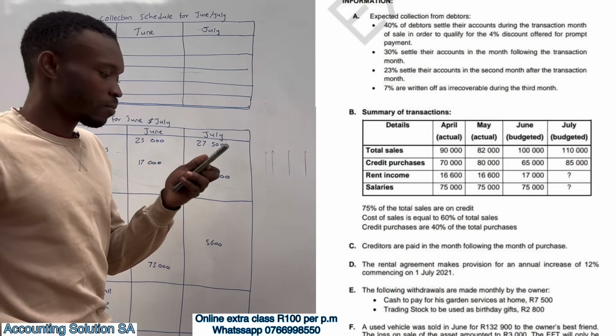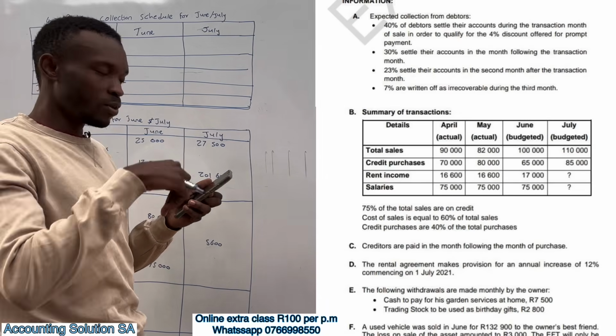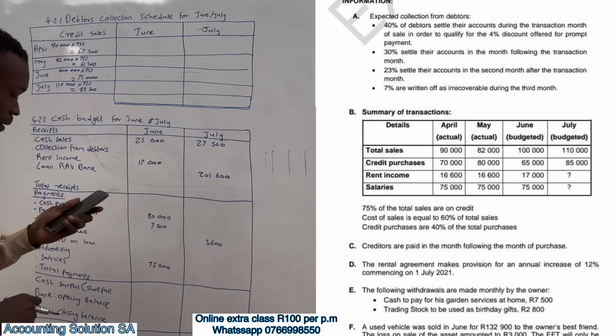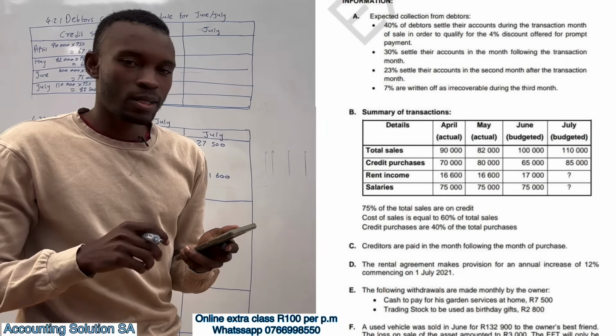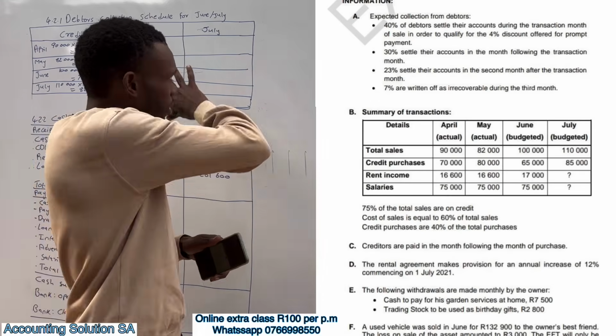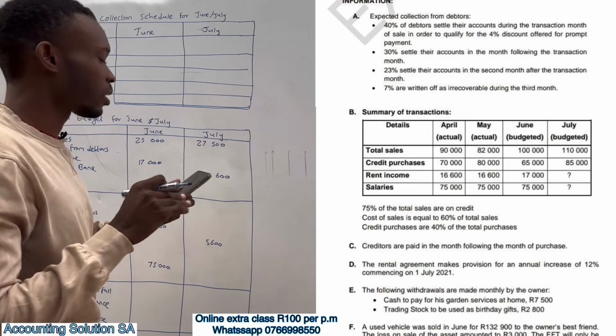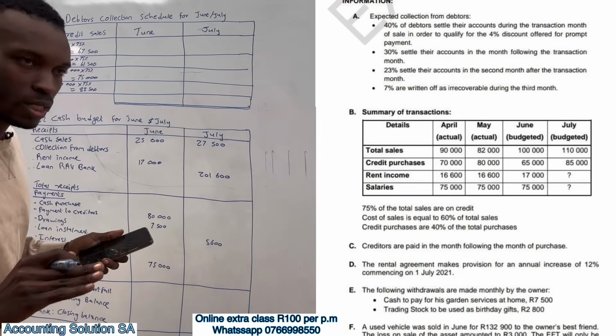Okay, and 23% is after the following month. If we were in April, we skip May, we go to June. Okay, and the 7% they said is bad debts. We don't calculate bad debts here. Under the projected income statement only we can include bad debts, not on the cash budget.